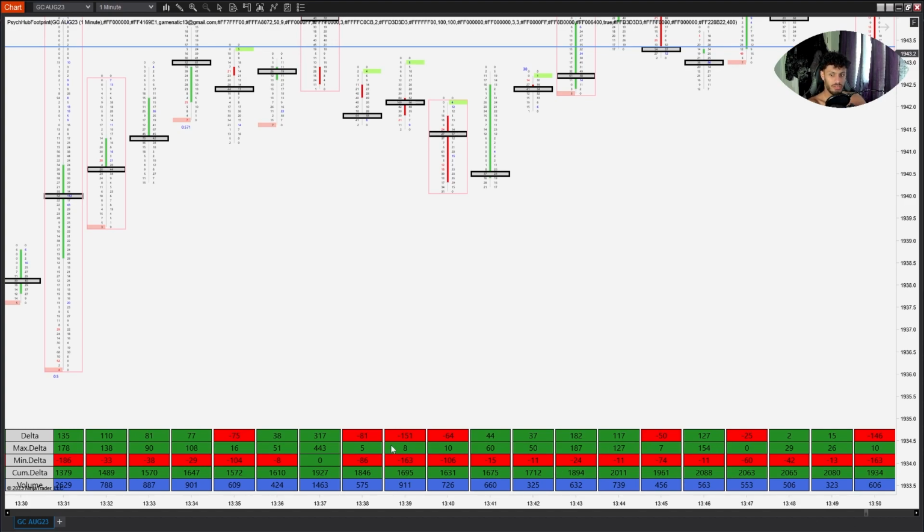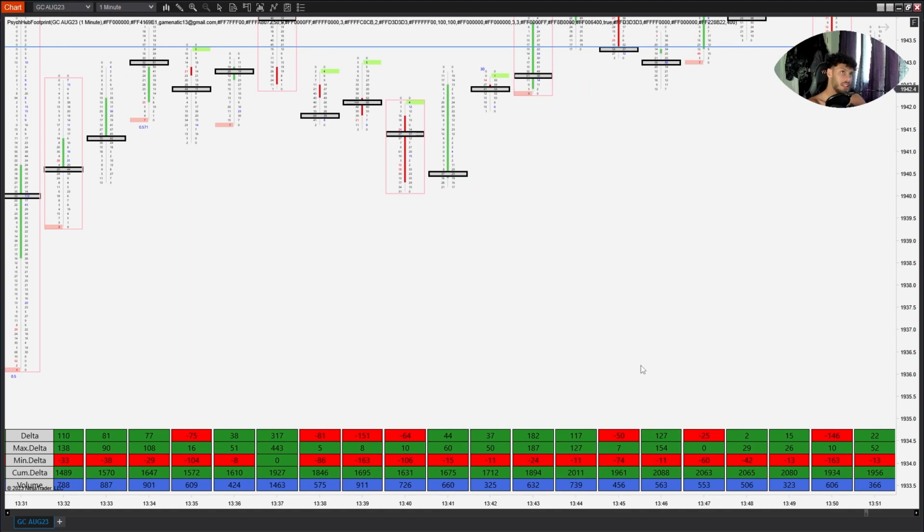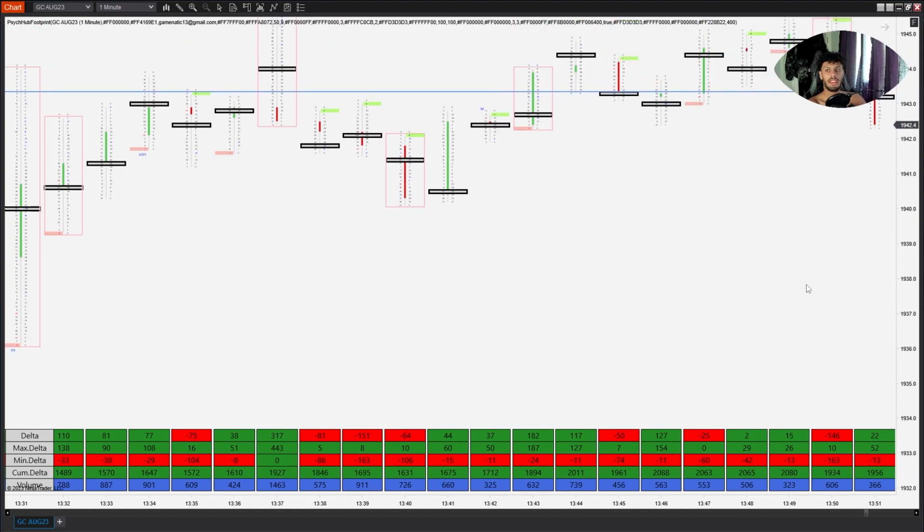To do that, you just do simple maths: max delta over the min delta. 187 is larger than 24 by how many times? At least 8 times. Same thing right here: 154 over minus 11, at least 15 times. So this is how we take a look at it.